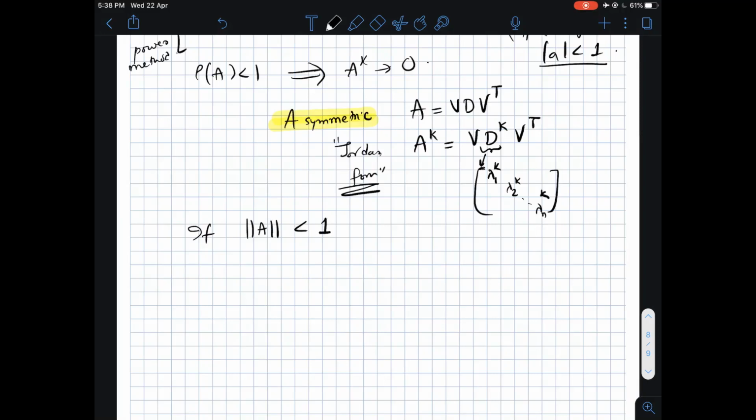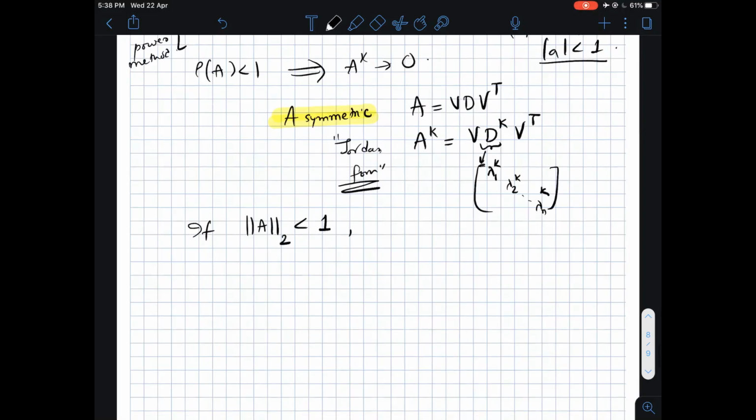So where do you use norms? If I know that the norm of a matrix is less than 1, doesn't matter which norm it is, it could be the spectral norm, for example. If the norm of a matrix is less than 1, then the spectral radius is definitely less than 1.